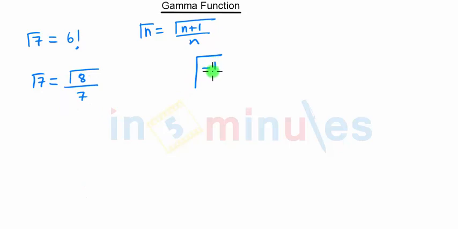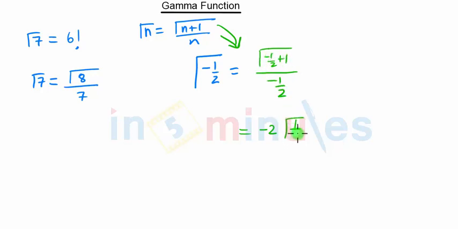What is gamma of minus half? For negative numbers we are going to apply this property. So gamma of minus half will be gamma of minus half plus 1 upon minus half. So minus half goes in the numerator, it will become minus 2, and gamma of 1 minus half is nothing but gamma of half, which is minus 2, and gamma of half is root pi. So you can remember gamma of minus half is nothing but minus 2 root pi.